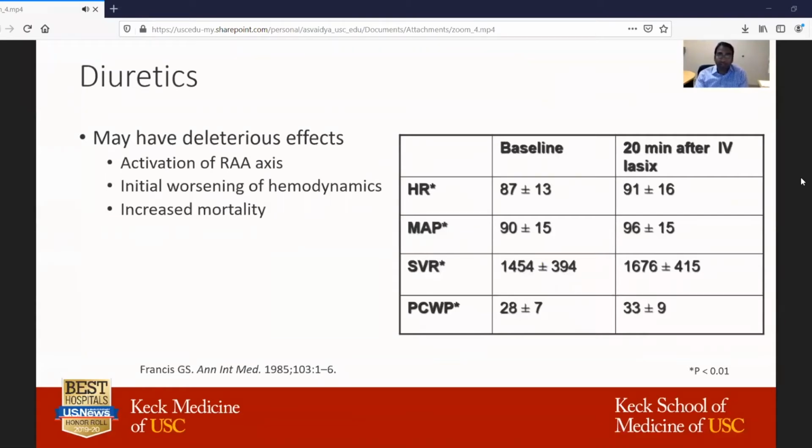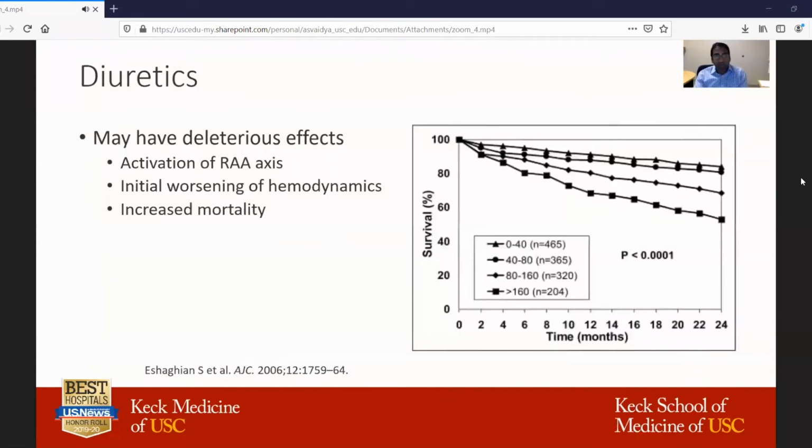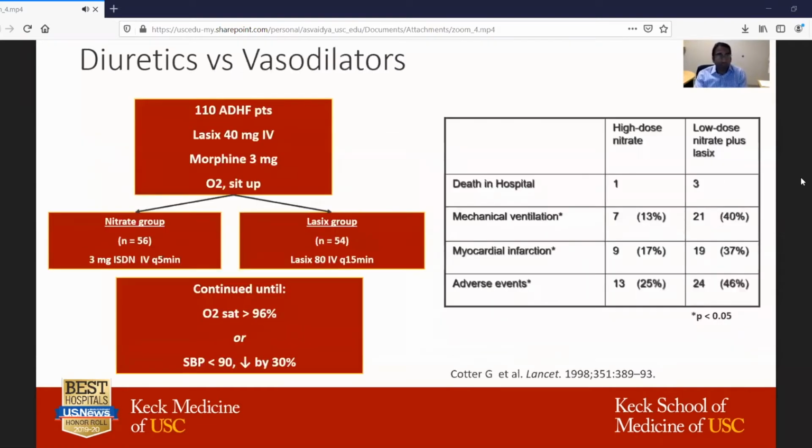You have an increase in your heart rate, your mean arterial pressure, SVR, and even your wedge pressure after an IV diuretic. But also you see an increase in mortality with higher doses of diuretics, which can indicate a worsened disease state in heart failure. So we talked a lot about diuretics and vasodilators, but how do we compare those, and how can vasodilators help attenuate some of these effects of diuretics?